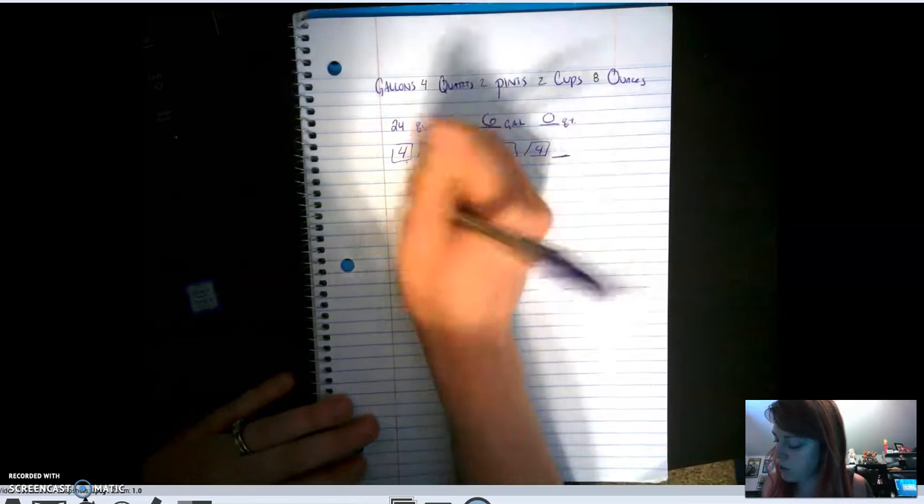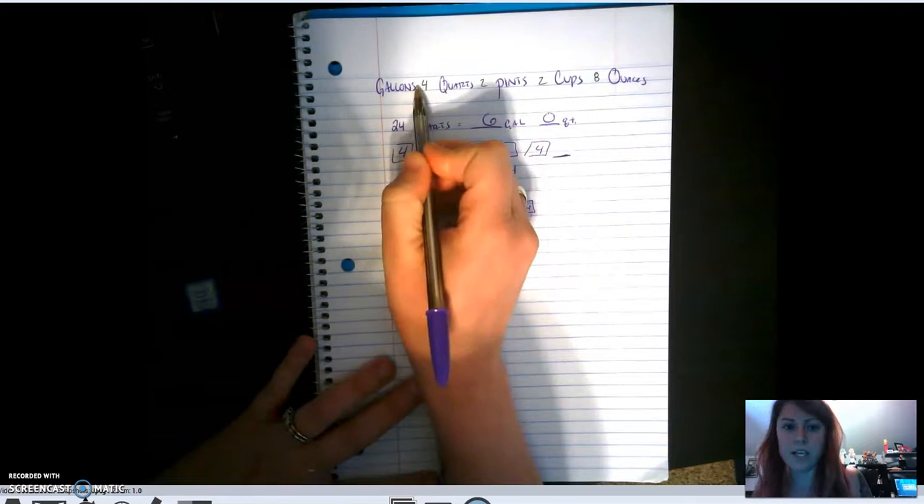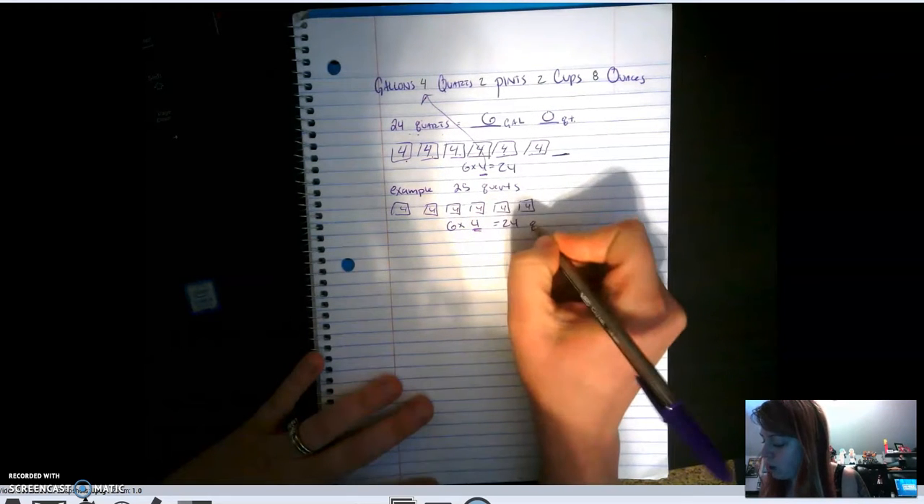Now, if, for example, this said 25 quarts, well, in that case, I would still have my 1, 2, 3, 4, 5, 6, and 6 times 4. The reason I'm using 4 is because there are 4 quarts in a gallon. So it just depends what you're converting. That's where the 4 came from. That would give me 24, but I've got one extra left over. Sorry, that would give me 6 gallons. So that means one left over.